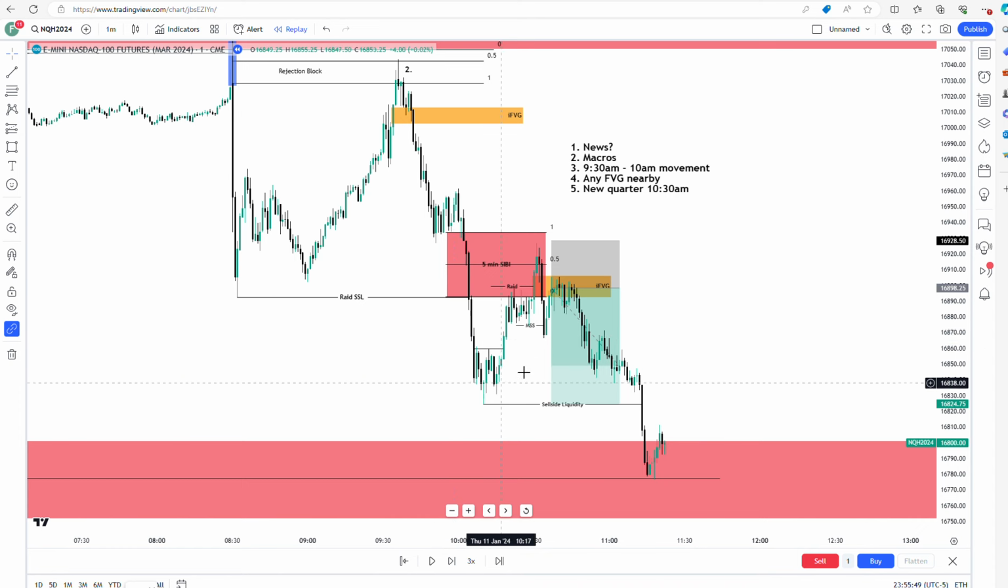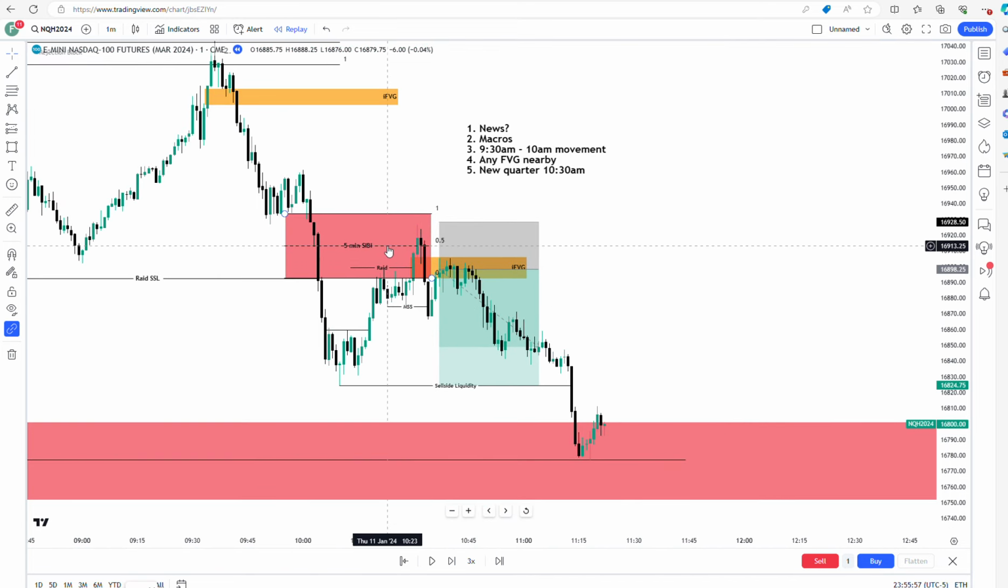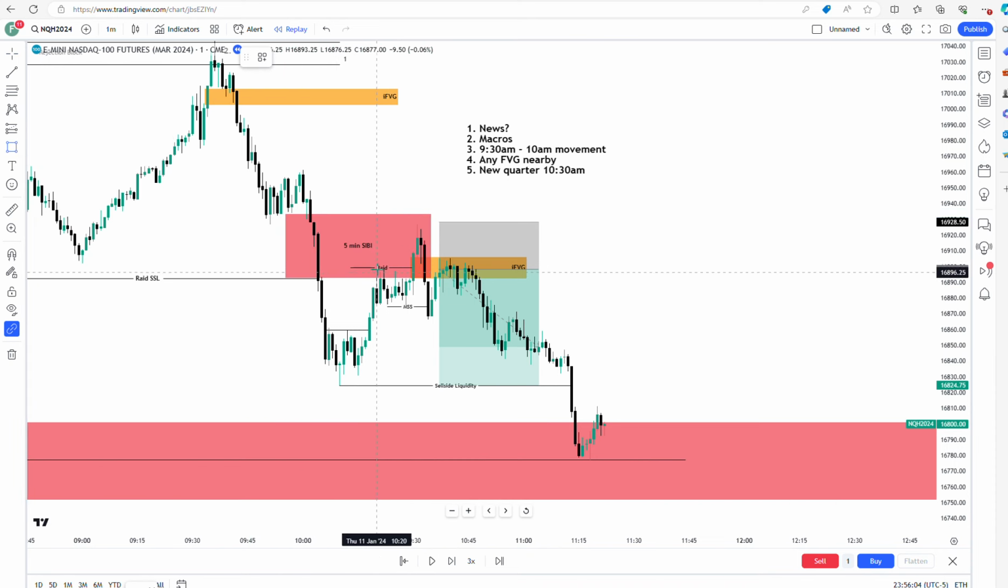And the fact that we just pushed up here quickly into this imbalance is a bit suspect, especially because look at this. How do we actually push up into that imbalance? Don't you see this accumulation as well? This is really interesting. So here you've got the power of 3: you've got accumulation, you've got manipulation to the upside to fill this imbalance.